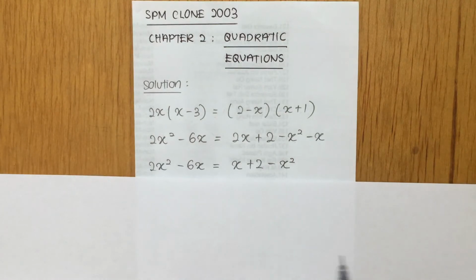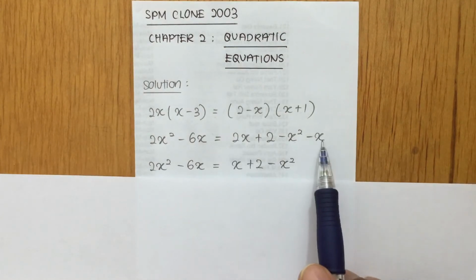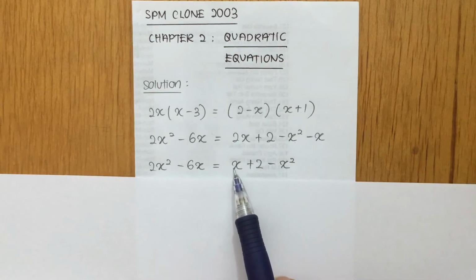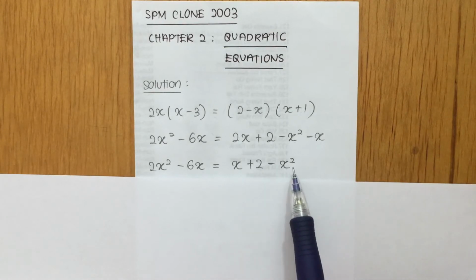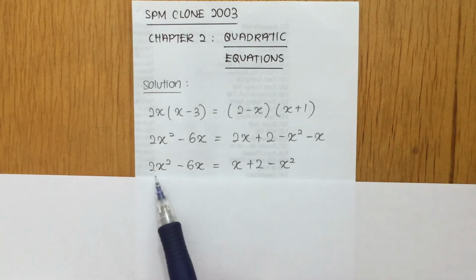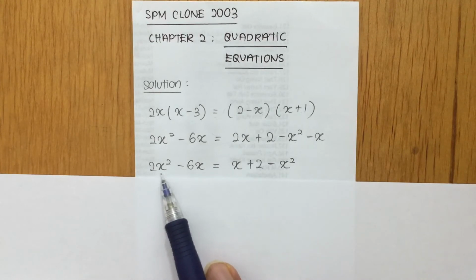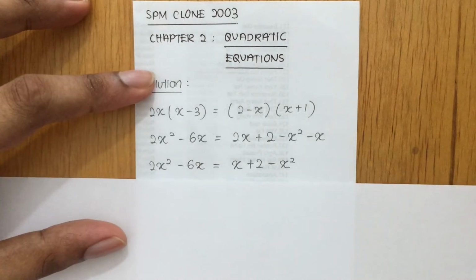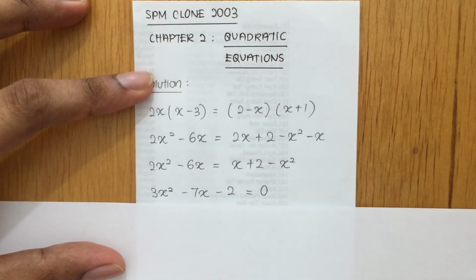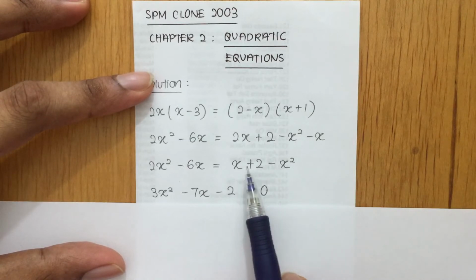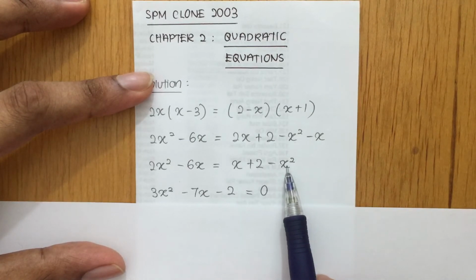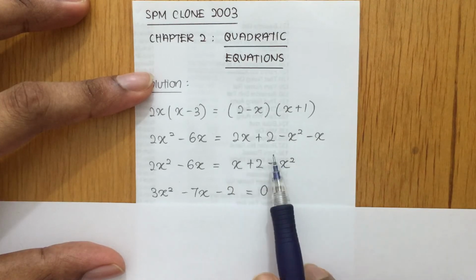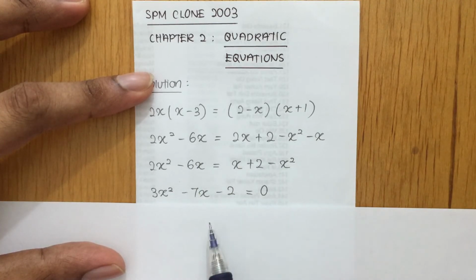So from here, 2x minus x, you are left with x. And then plus 2 minus x squared, so this is for the right hand side. As for the left hand side, it still remains the same, which is 2x squared minus 6x. Okay, let us proceed to the next step. So from here, this x plus 2 minus x squared, from the right hand side, you move it over to the left hand side. And then you solve them, you should get 3x squared minus 7x minus 2 equals to 0.